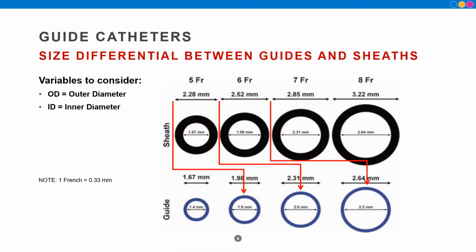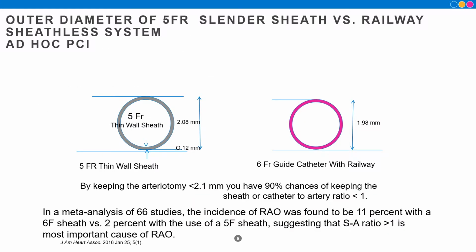So we know that the outer diameter of a 6 French guide is similar to that of a 4 French sheath. My goal is to keep this access diameter really small. In a meta-analysis of 66 studies, we saw that radial artery occlusion was 11% with a 6 French sheath, while it is only 2% with a 5 French sheath. But my goal is to keep the radial arteriotomy and the equipment size even smaller than that. How can I do that?